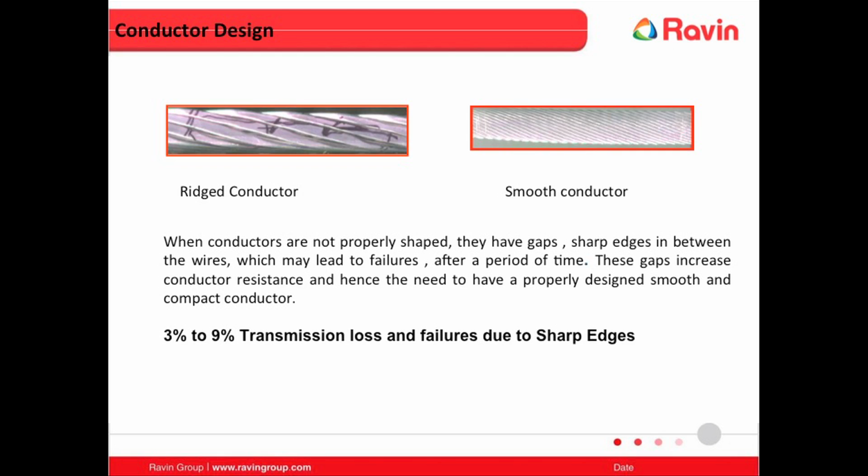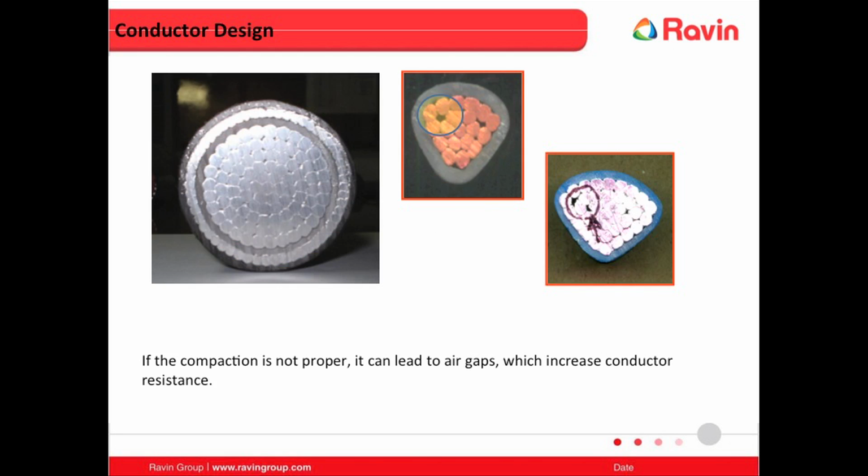These ridges pose problems in the functioning of the cable. Sharp edges not only damage the insulation but also cause excessive capacitance and increase transmission losses. Smooth conductors reduce transmission losses by 3 to 9%. Compaction plays an important role in reducing conductor resistance. Air gaps in the conductor not only increase conductor resistance but can also lead to accumulation of moisture.